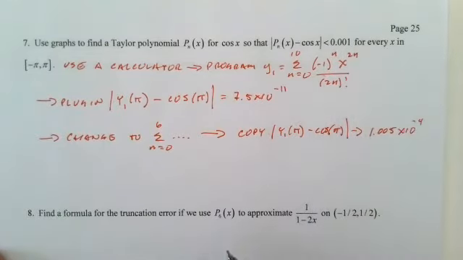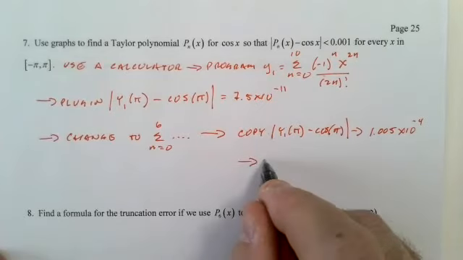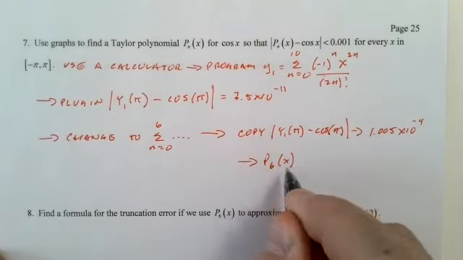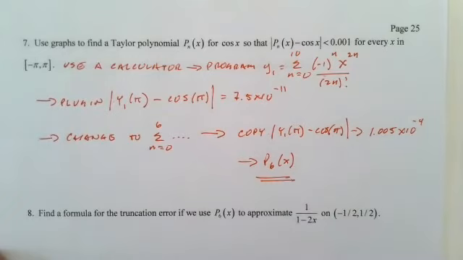So your 6-degree polynomial should be sufficient. I would also plug in negative pi and see if that makes a difference. It shouldn't, because this is an even function. So it shouldn't matter at all.